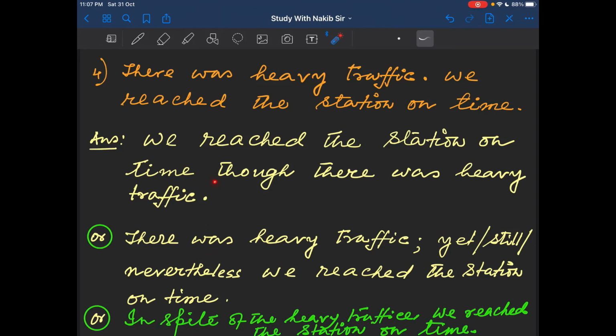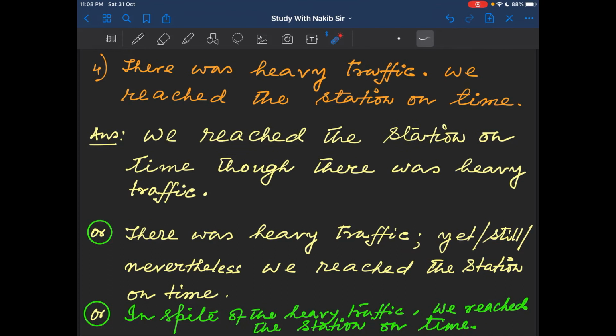And if you use though, the sentence will become a complex sentence. And this one is compound. And still another one with in spite. See this. In spite of the heavy traffic, we reached the station on time. This is a simple sentence.